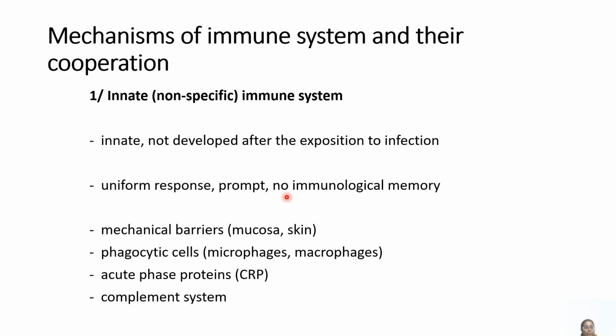The innate immune system is not developed after exposure to infection, and it has a uniform, prompt response with no immunological memory. It includes mechanical barriers like mucosa and skin, phagocytic cells like macrophages, and acute phase proteins like C-reactive protein, the complement system, and so on.